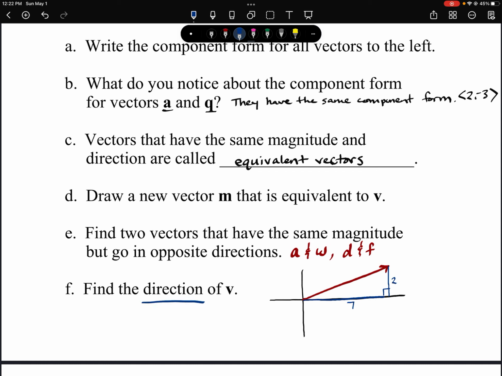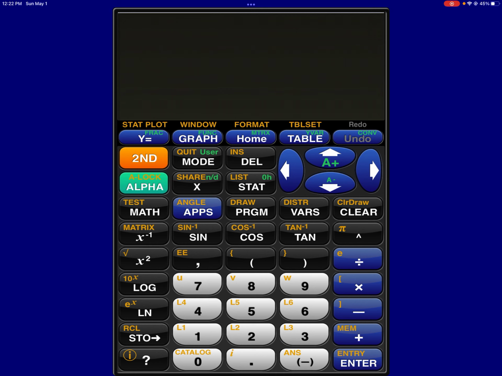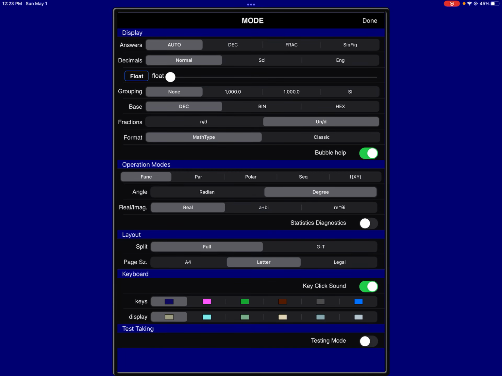Now if we're trying to find the direction, remember the direction is that angle measured from the standard position. We're trying to figure out what this angle is. Since we have a right triangle, that should make it a little bit easier, because we think about our trig ratios. The tangent of theta should equal the opposite over the adjacent, or 2 over 7. So to find our angle measure, we will just do the inverse tangent of 2/7. You may want to grab your calculator to do that. Make sure you double check that it is in degree mode. Mine's in degree mode here.